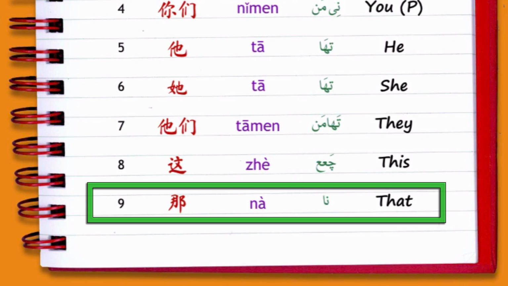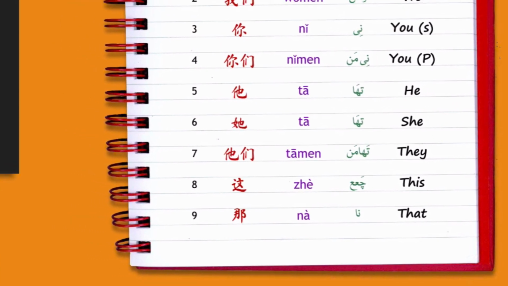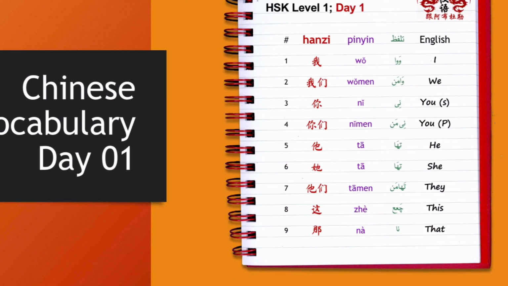That means that. Please be precise with the tones, because if you change the tone mark or the pronunciation style, the meaning will be changed. For example, in the last word, we say nà, that means that. But if we say this word in third tone, in musical tone, like nǎ, then it becomes... which one? So we have to be very precise about the tones.